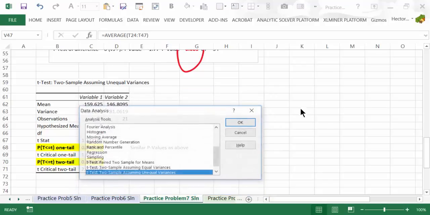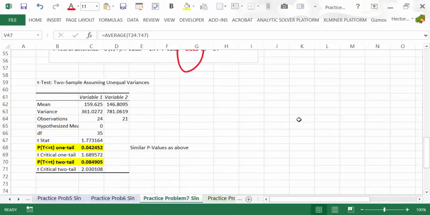Two-sample tests are easier simply because both Minitab and Excel have it in the data analysis package. We can see the similarities in the results. Our two-sample test in Excel gives us both the one-tailed test and the two-tailed test simultaneously. That's the end of problem 7, module 3.